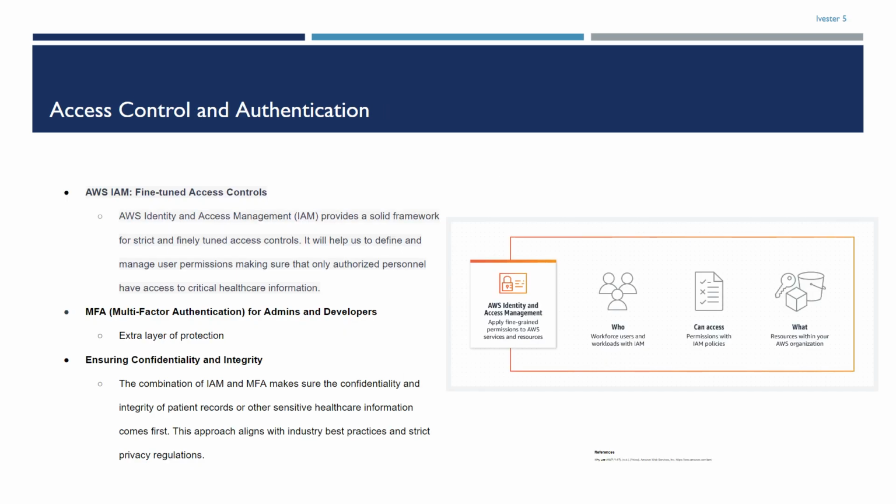Next is going to be access control and authentication. We're going to be using AWS IAM, which is Identity and Access Management. This offers a fine-tuned control over user permissions and ensures that only authorized personnel have access to the healthcare system. This is definitely important in the healthcare sector since safeguarding the confidentiality of patient records is one of the most important things you can do.